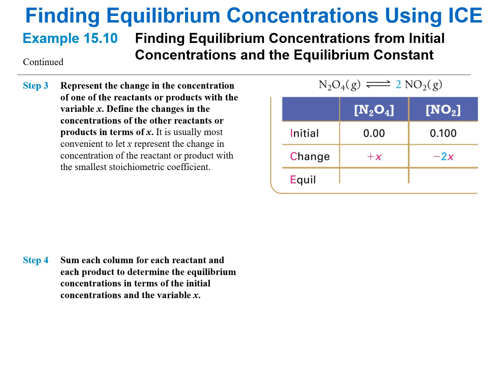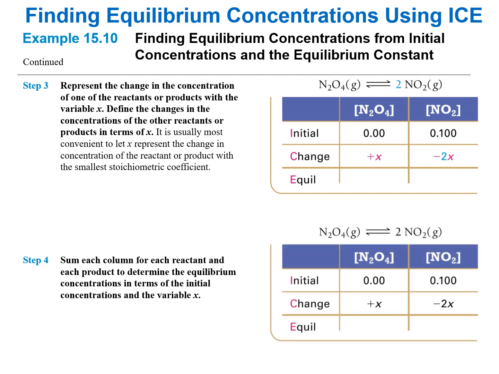All right, now we need to sum each column for the reactant and each for the product and come up with some algebraic relationships with X. So let's do that. Now we're going to add 0 and positive X. That's good. And then we're going to add 0.1 and subtract 2x. So now we have these two values to move forward. It's starting to look like something we can use our quadratic equation with, doesn't it?